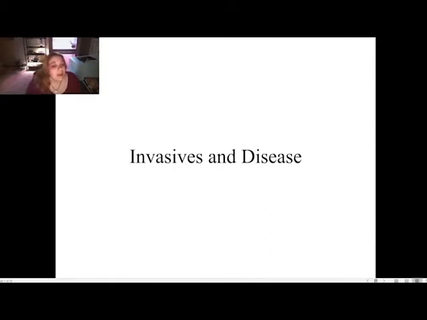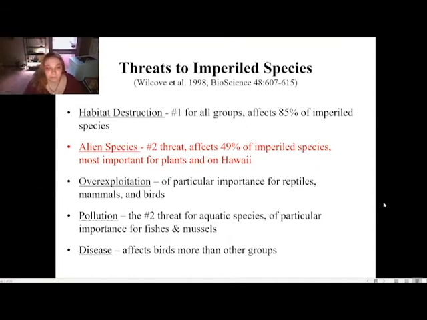So anyway, this lecture is on invasives and disease, and you probably remember from a bunch of the previous lectures that alien species are considered one of the top 5 threats to imperiled species. In fact, it's the number 2 threat for imperiled species, and it affects 49% of our imperiled species. So it's particularly bad for plants and on islands like Hawaii.